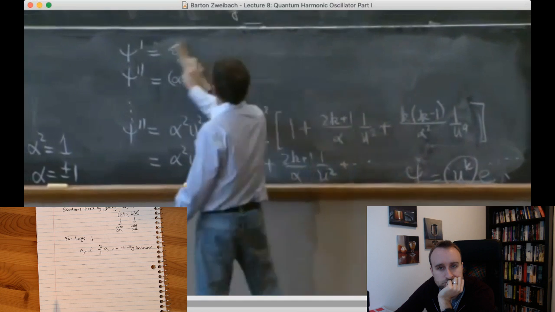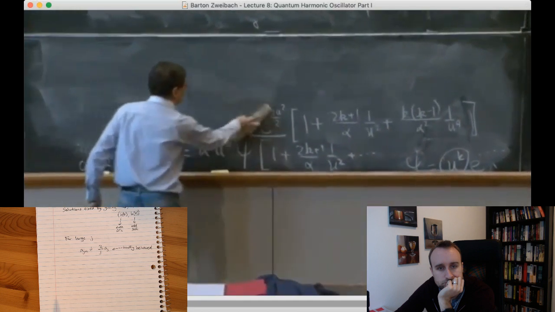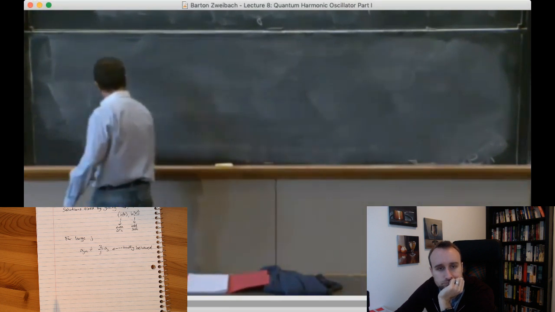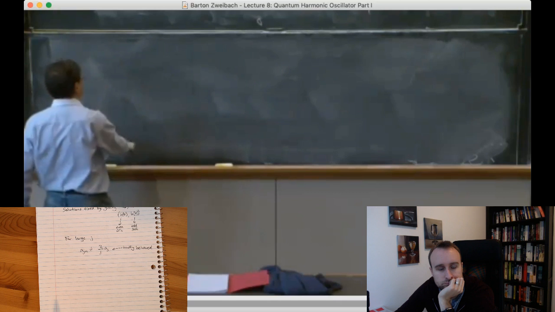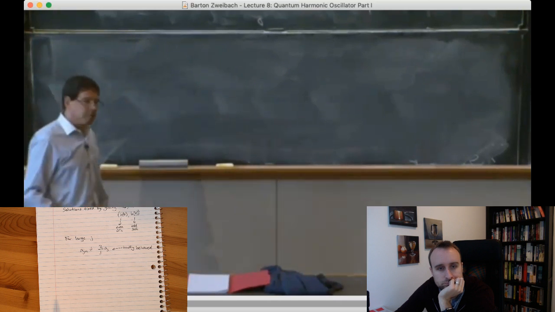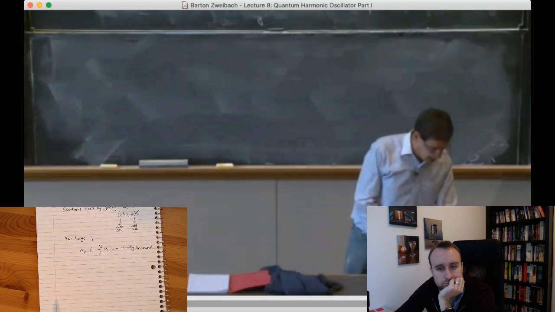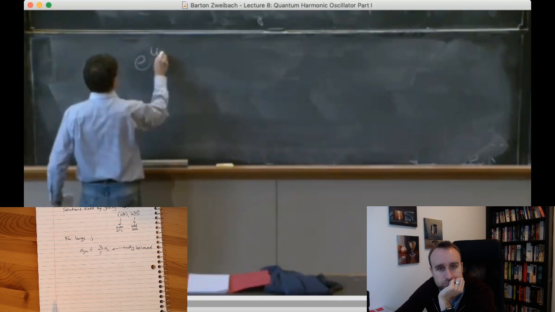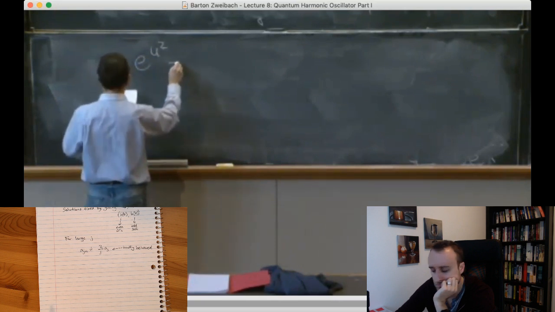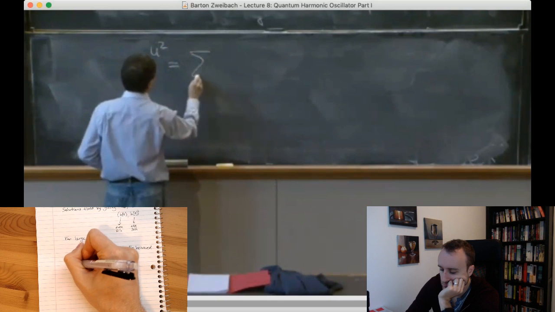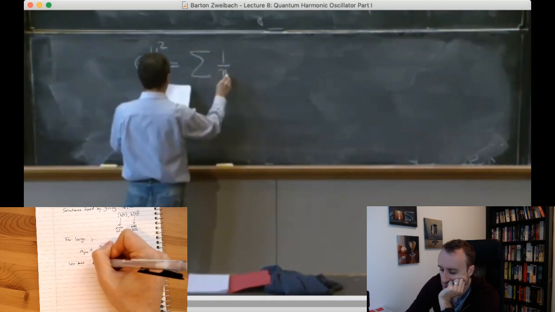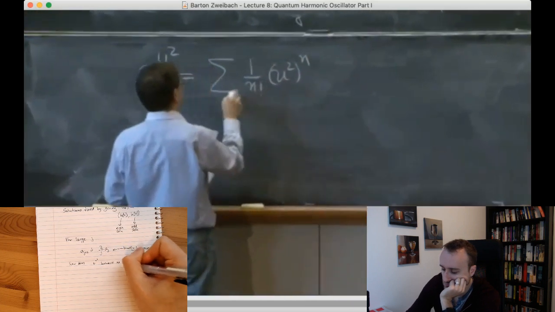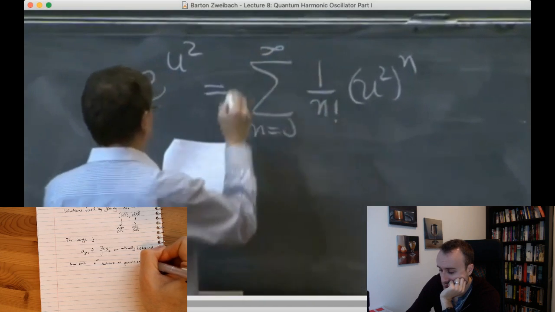So how do we see that? Well, you could do it in different ways, depending on whether you want to derive that this is bad behavior or guess it. I'm going to guess something. So I'm going to look at how e to the u squared behaves as a power series. As a power series, the exponential is the sum of 1 over n factorial times u squared to the n, with n equals 0 to infinity.